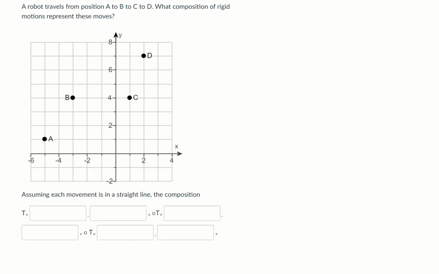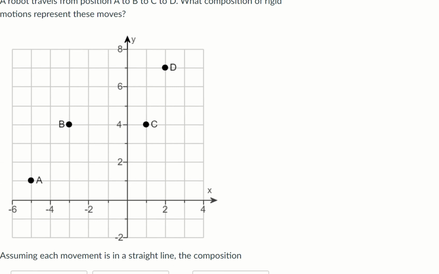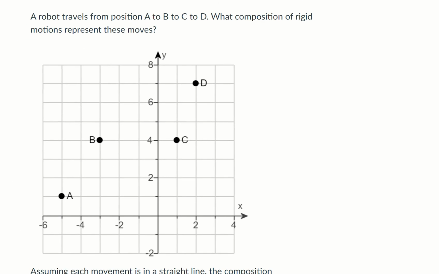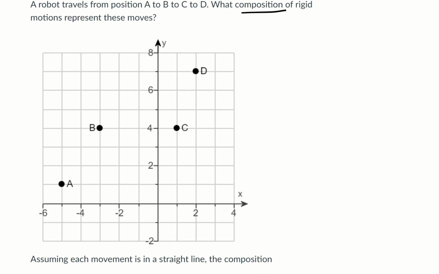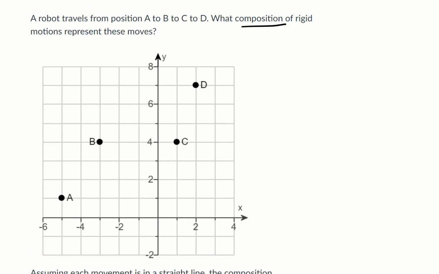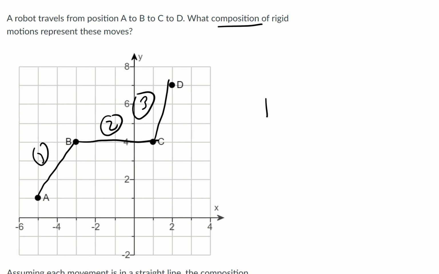Okay, so a robot travels from position A to position B to C to D. What composition of rigid motions represent these moves? And so it looks like the robot is going here. That's 1 translation. That's 2 translations. So a total of 3 translations, okay? So we're going to have a composition of 3 translations.